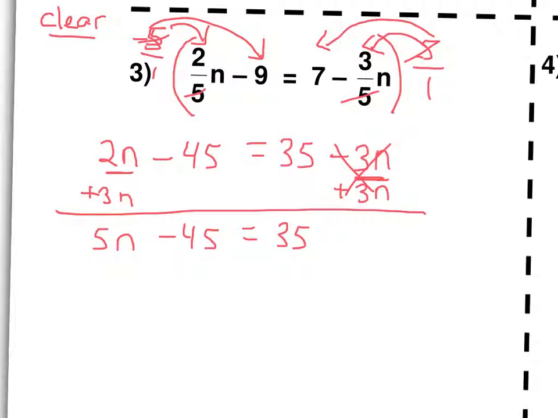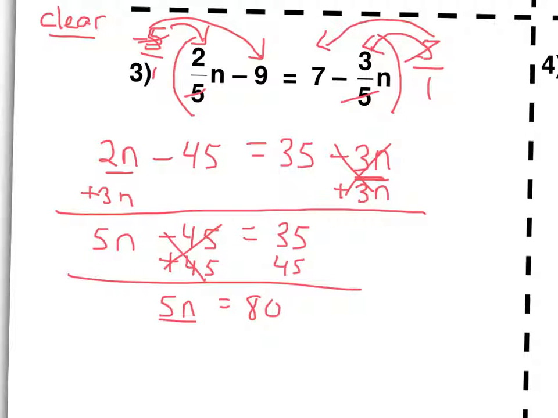Now I'm going to move this 45 to the other side, do inverse operations, add 45 here, add 45 there. That goes away, and I get 5n is equal to 80. Divide by 5, and you get n is equal to, I think, 16. So that would be your answer. And I'm not going to check this one, but you could if you wanted to.